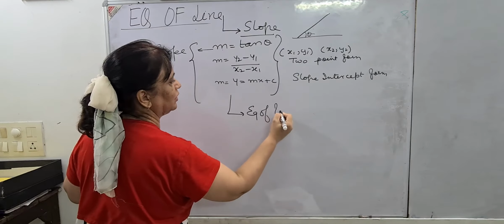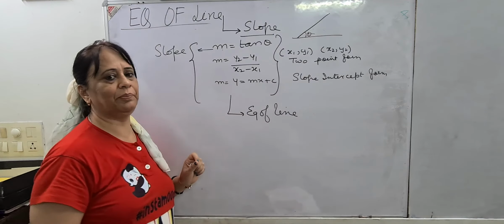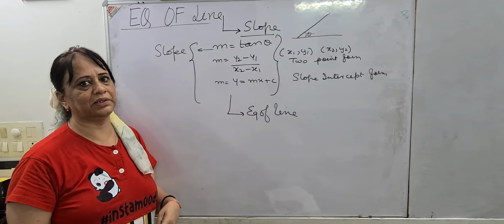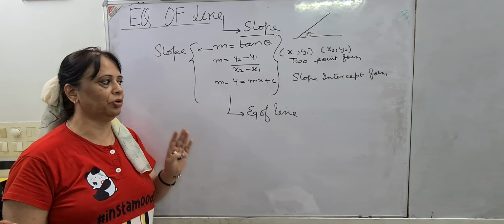And ultimately, these three will be used to find the equation of line. This is your question of ICSE, 4 marks, maybe 4 marks in the compulsory section, maybe 3 marks in section B also in choice. You have to do this sum.